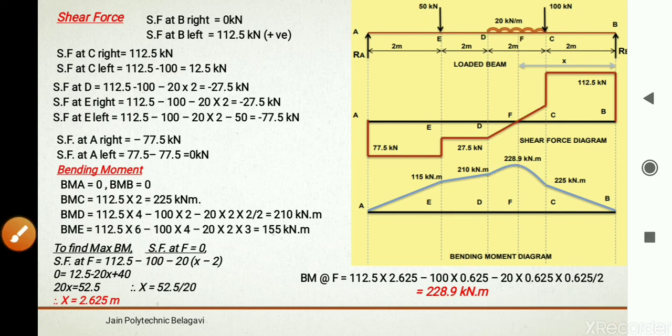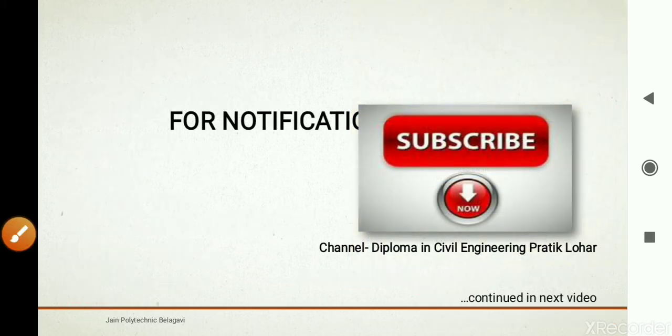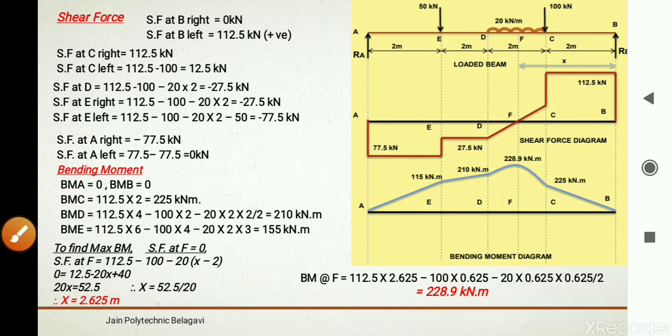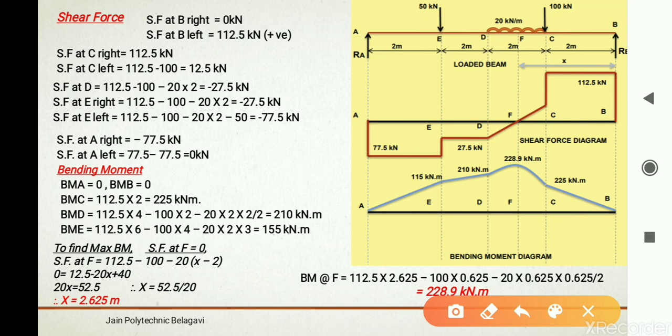So we know that moment at C is 225, moment at D is 210. But after getting this parabola, what should be the maximum bending moment here? That we need to find out. So that calculation is done here. Maximum bending moment is done here. You can find this.